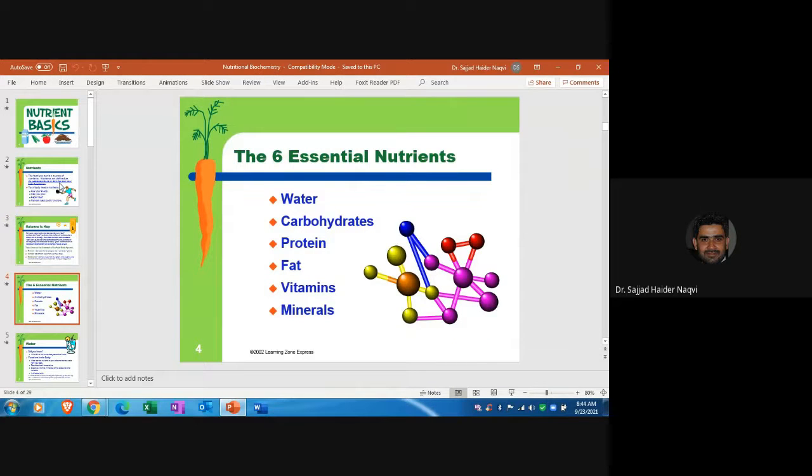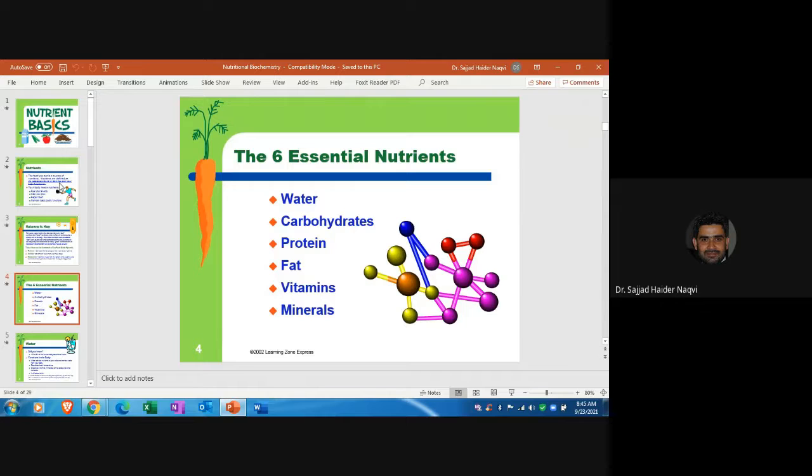So we divide essential nutrients in six categories here. In some cases, you may find that water is not considered a nutrient, but in modern biochemistry, we know that water itself doesn't provide any energy, but it is an essential part of all those reactions by which you get energy from carbs, protein, fats, and so on and so forth.